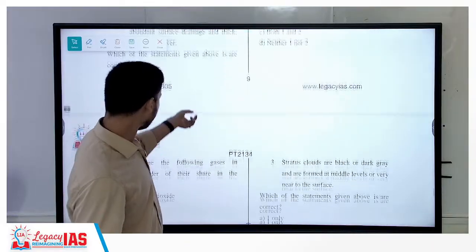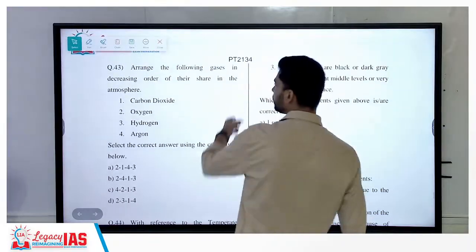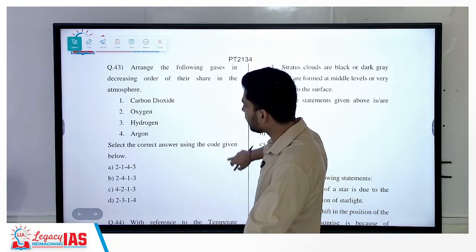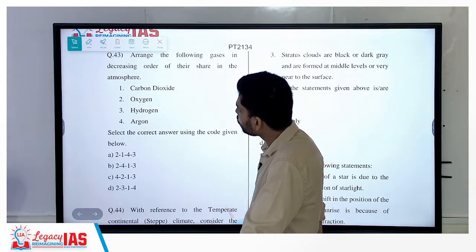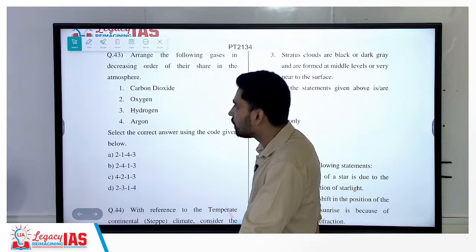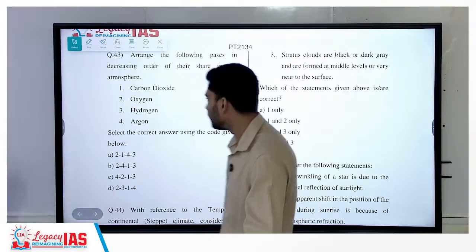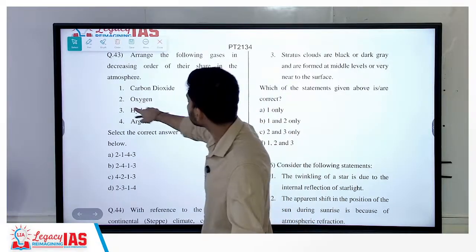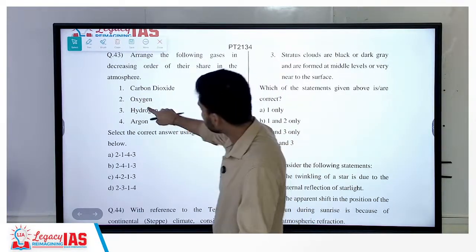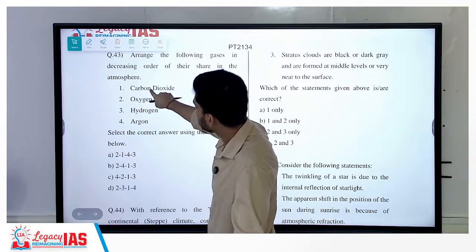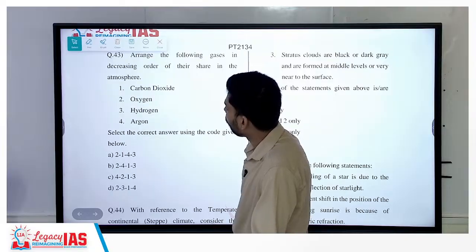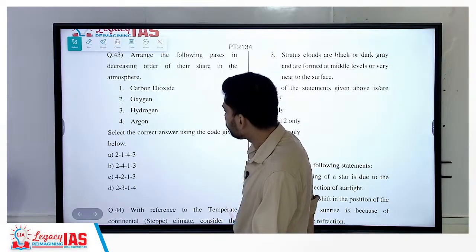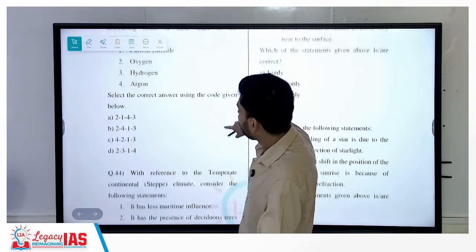D. Then arrange the following gases in decreasing order of their share in atmosphere. Is very simple. What is the correct answer? Decreasing order. Oxygen is highest, right? Descending order. So, which is having highest concentration? Oxygen. After that, what do you have? Argon, then carbon dioxide, then hydrogen. Okay, so 2, 4, 1, 3. That means which option? B. Okay, B is correct.